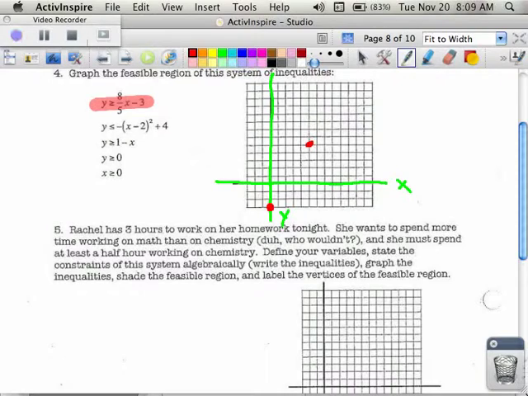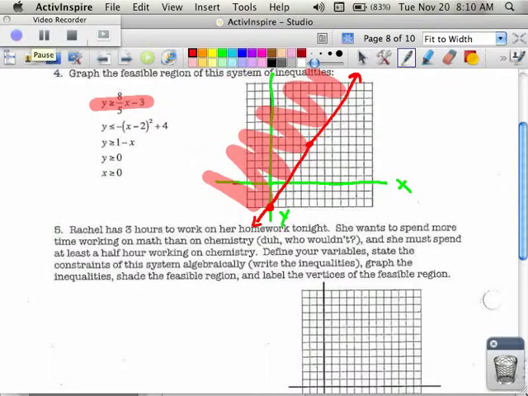I put a dot. I look at the symbol, and it says greater than or equal to. So when I see greater than or equal to, that means I'm going to have a solid line. So I graph a solid line between those 2 points. And as for the shading, I see that it says greater than or equal to. That means I'm going to be above the line. So this is my shading for the red line, or inequality.